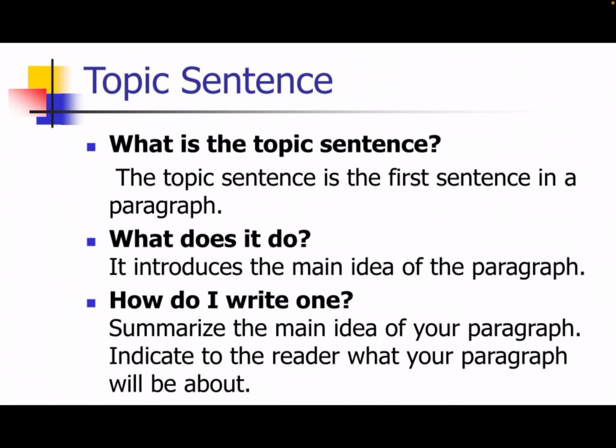So we have a topic sentence. A topic sentence is the first sentence in a paragraph. What does it do? It introduces the main idea. And how do I write one? We write one by summarizing ideas that we wrote down in a rough draft. And why is the topic sentence important? Because the topic sentence is the indicator to the reader what your paragraph is going to talk about.